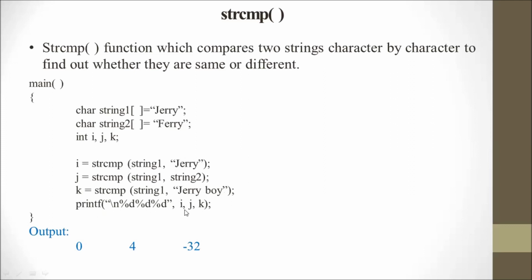So the first, I, will print zero. The second, J, will print the difference between J and F, and K will print its ASCII value. I think you understand this string comparison.